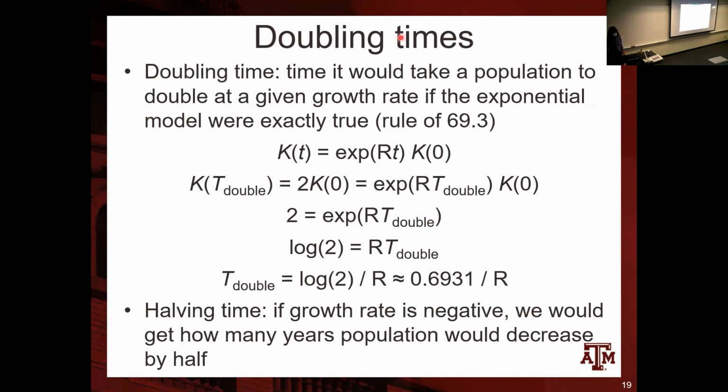How do we calculate that? The doubling time and the halving time. That's what this formula is trying to do here. So what is the doubling time? It is the time it would take a population to double at a given growth rate, if the exponential model were exactly true. And this rule is called the rule of 69.3, related to the formula that we're going to see now.